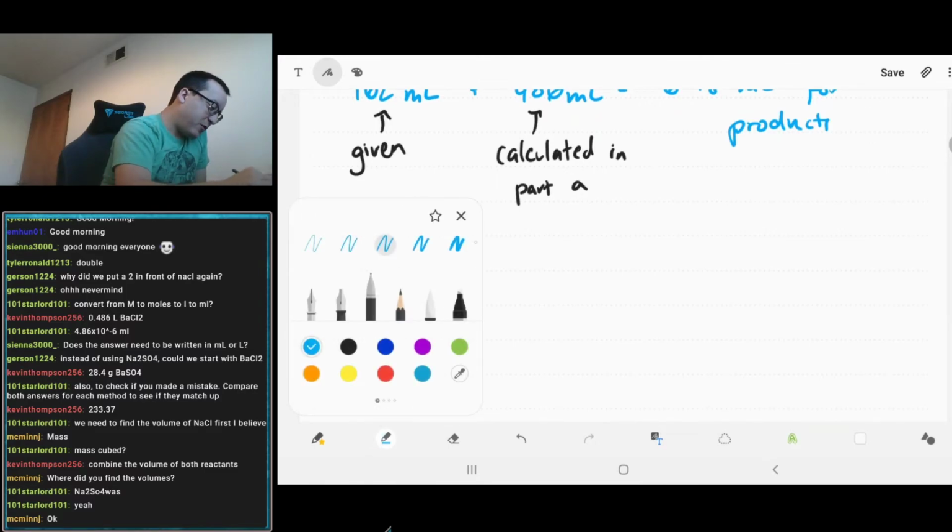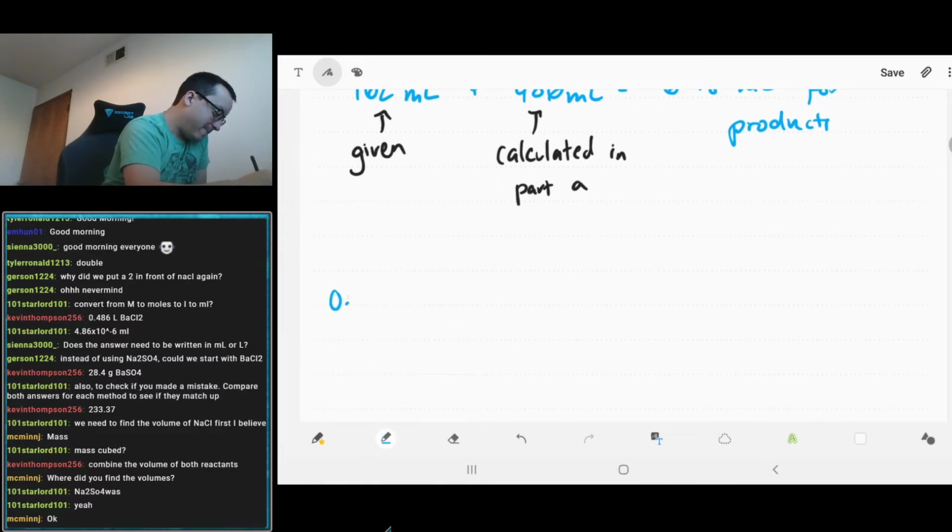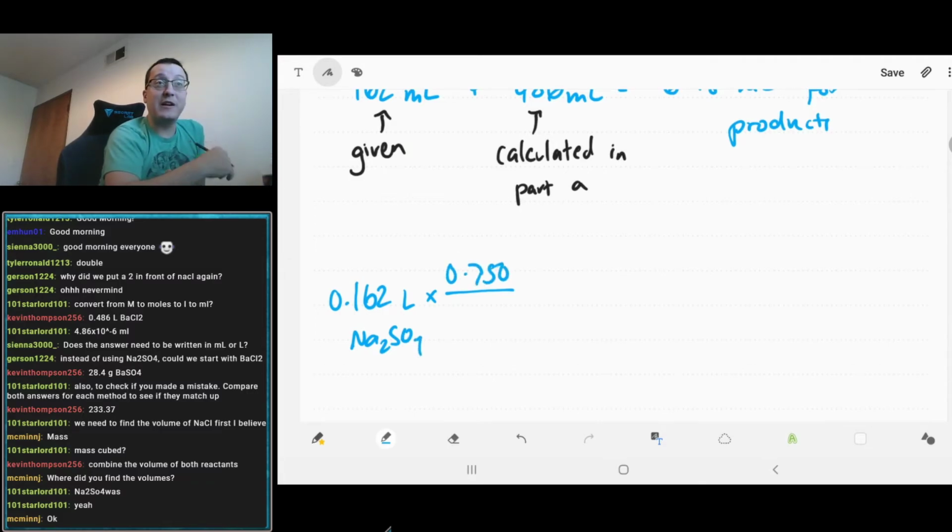So just like before, we'll start with the same thing as always. We started with our sodium sulfate. But again, you could use any of the other ones. We've already calculated barium chloride and we've calculated barium sulfate. You could start with those. Does not matter.